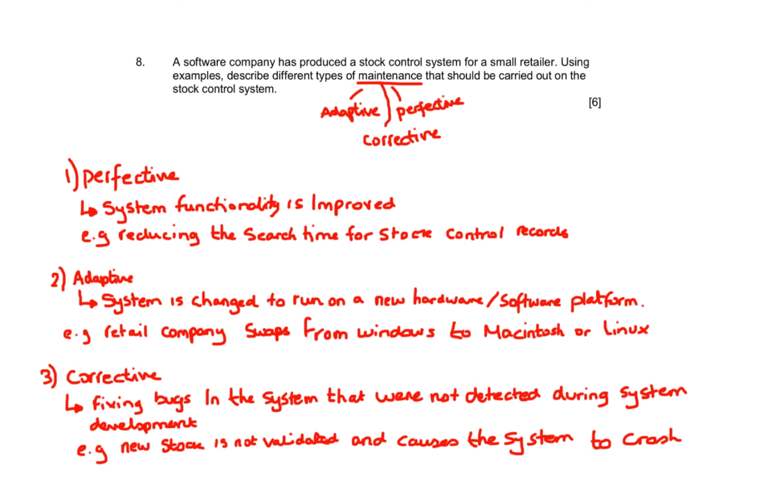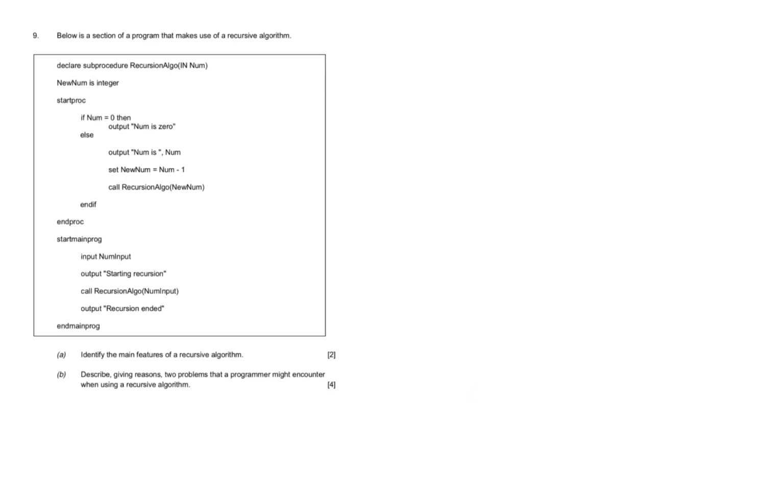And there we have it. Each type of maintenance has been explained and then I've provided an example in order to get my 2 marks per maintenance type. In question 9, below is a section of a program that makes use of a recursive algorithm. And then below we have our recursive algorithm that says declare subprocedure recursion algorithm n num. Question A says identify the main features of a recursive algorithm.